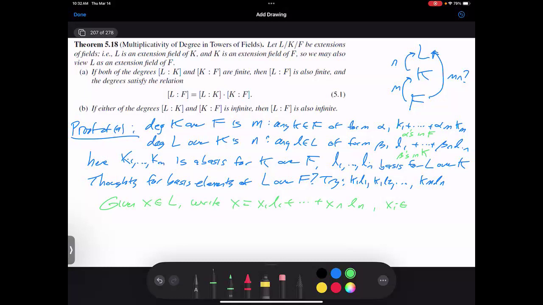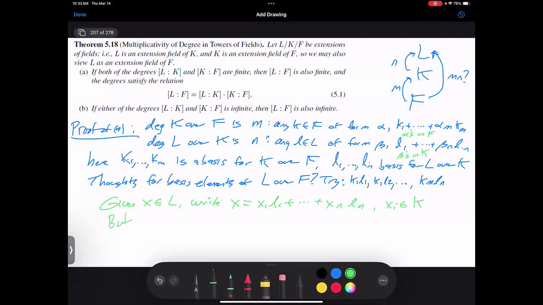Where do the X's come from? They come from K, right? This is the definition. We're saying we have a basis for L over K, so that anything in L can be written as a combination of L1 through Ln, our basis vectors, and coefficients. And where do those coefficients live? They live in K. So if I give you some X in L, I can write it in terms of the basis, and my elements X1 through Xn have to live in K.